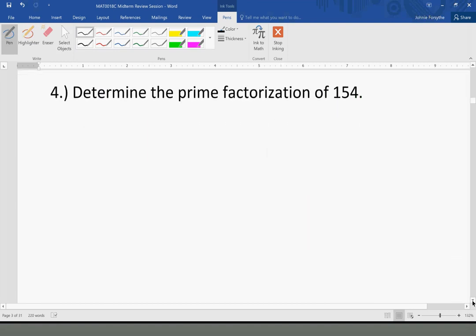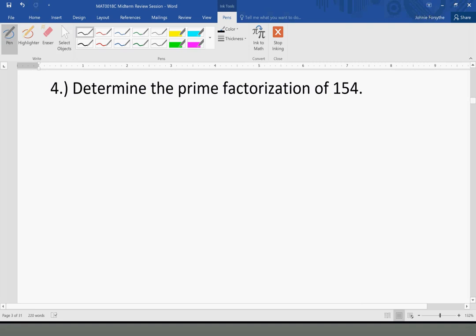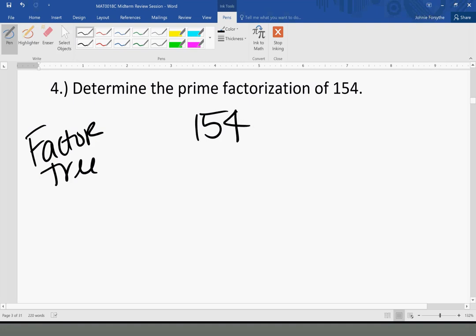Number 4, determine the prime factorization of 154. So prime factorization basically means that you are going to rewrite the number as a product of all prime numbers. So the way that I like to help to find those prime numbers is to do what's called a factor tree. So I'm going to start with 154 at the top of my quote-unquote tree, and I'm going to break it down into two numbers that multiply together equals 154.